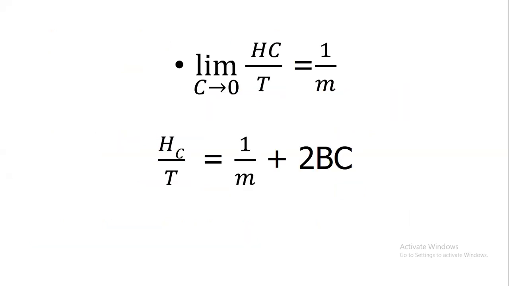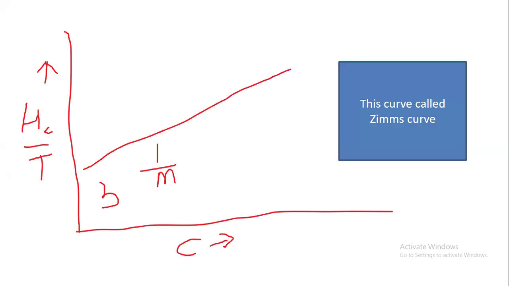In the limit C tends to 0, H C over tau equals 1 over M. H C over tau equals 1 over M plus 2BC. H C over tau versus C has intercept 1 over M. This curve is called the Zimm curve.